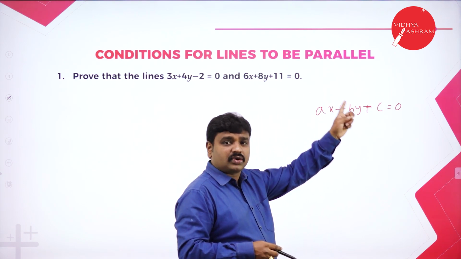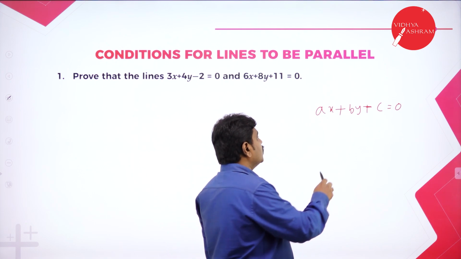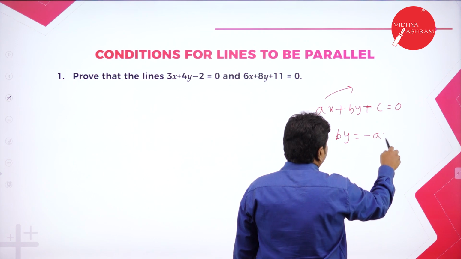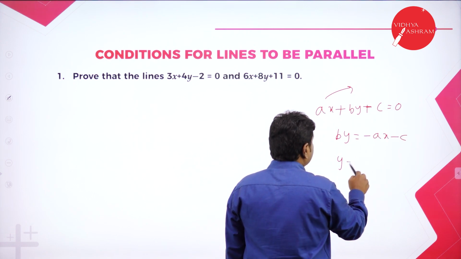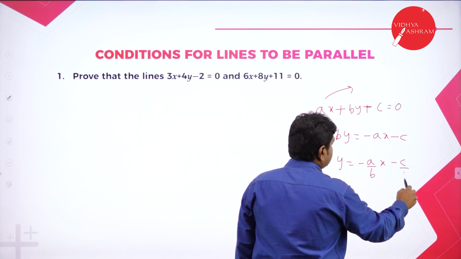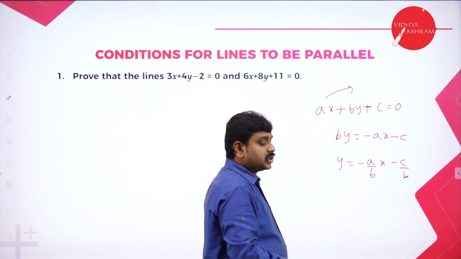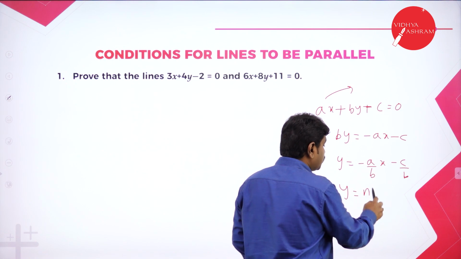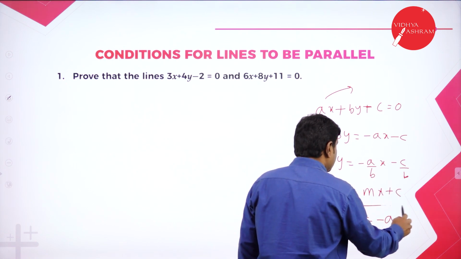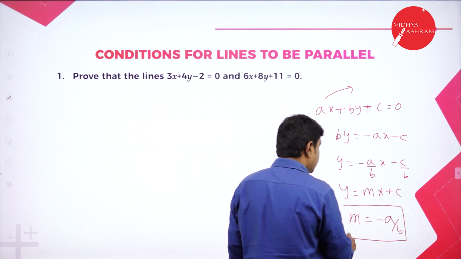ಇದನ್ನು ನಾವು y is equal to mx plus c ಫಾರ್ಮಿಗೆ ಕನ್ವರ್ಟ್ ಮಾಡೋಣ. So if I do that, I'll get by is equal to, transfer this to that side, minus ax minus c, or y is what? Minus a by b into x minus c by b. This is the line. Now it is in the form y is equal to mx plus c. What is m? Minus a by b.